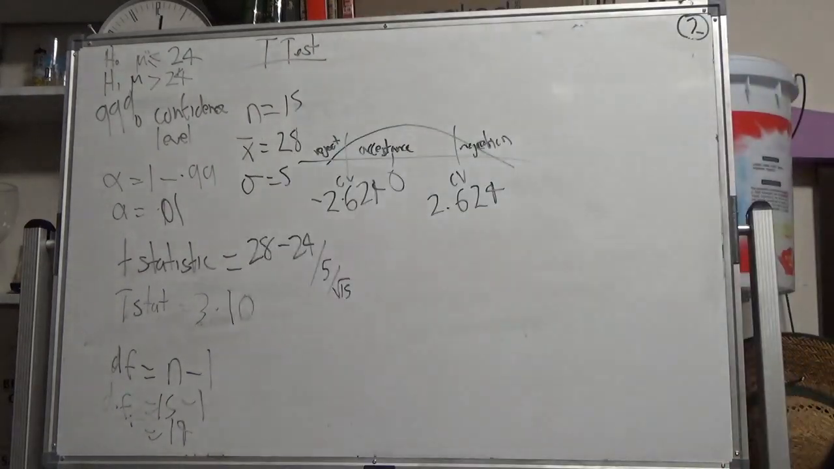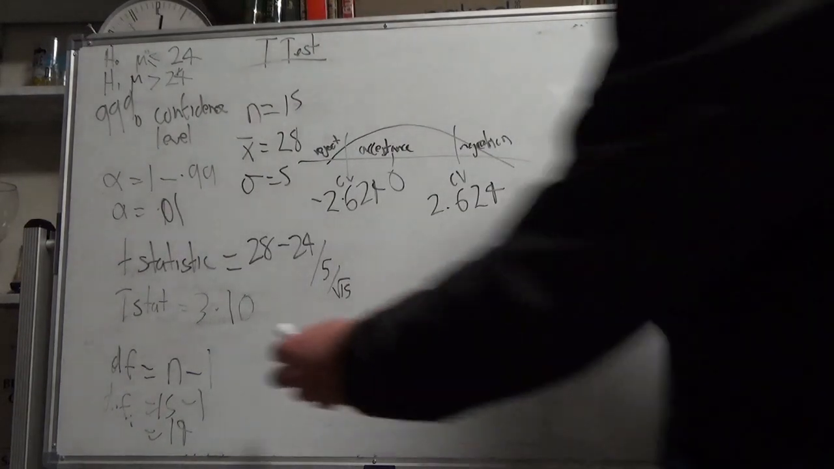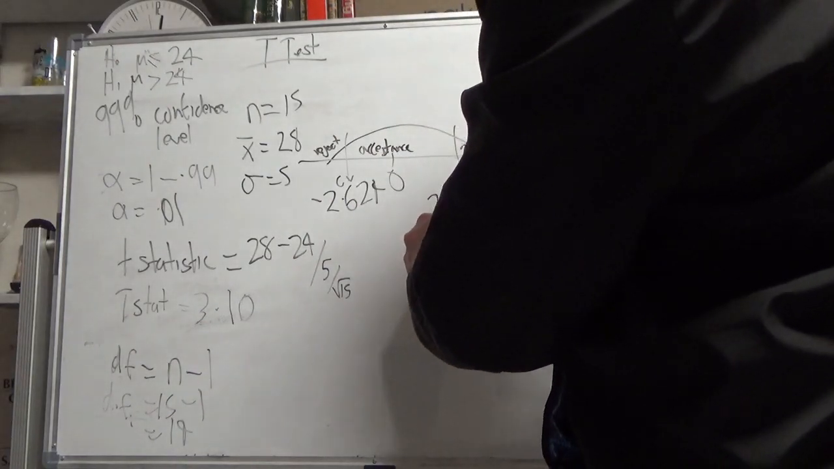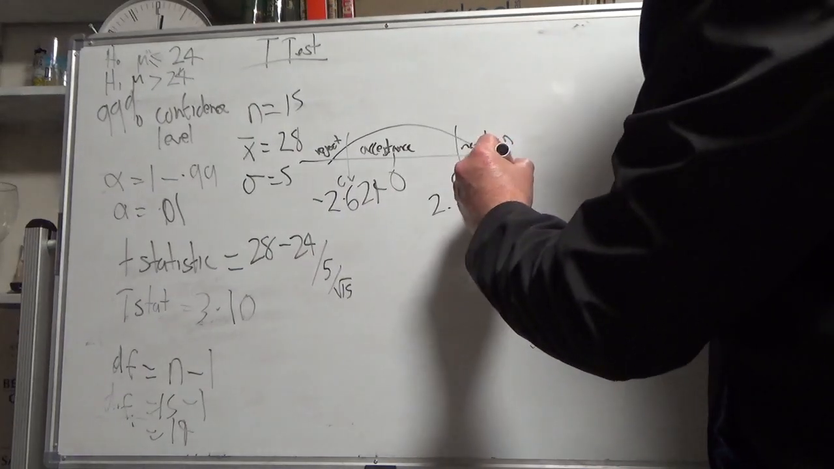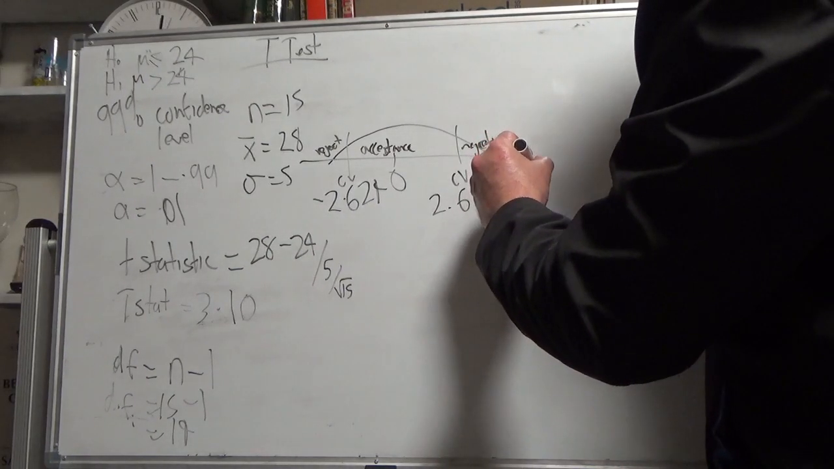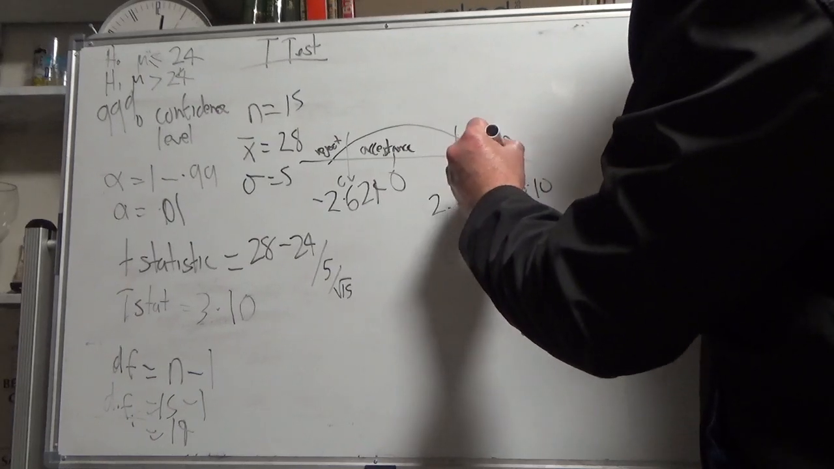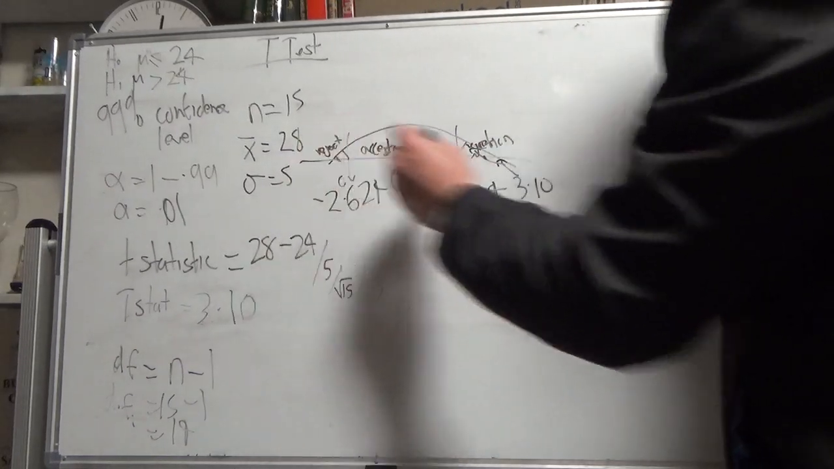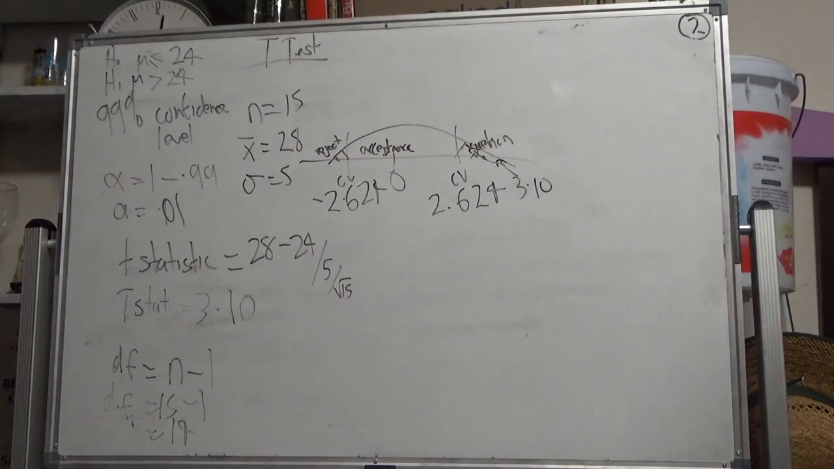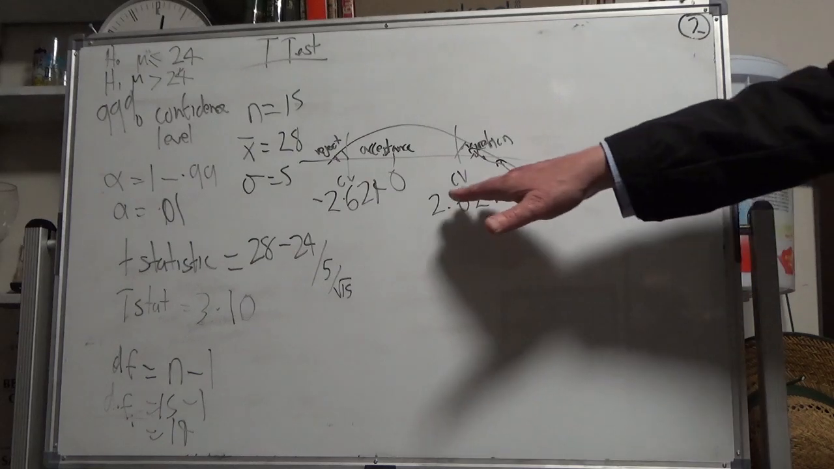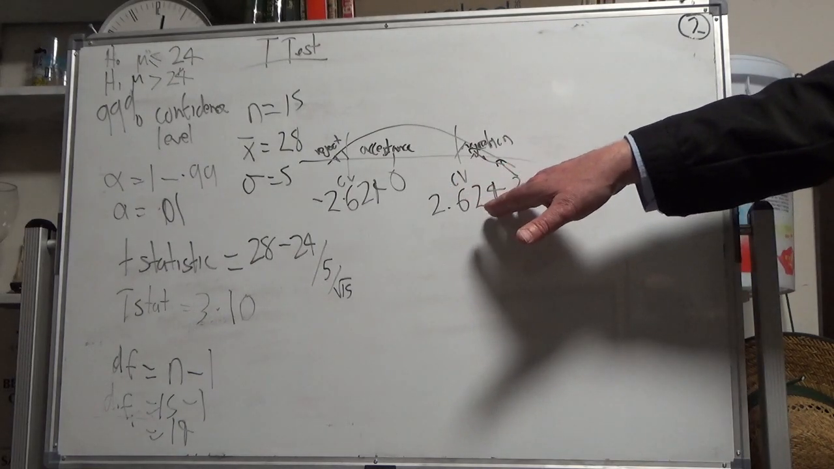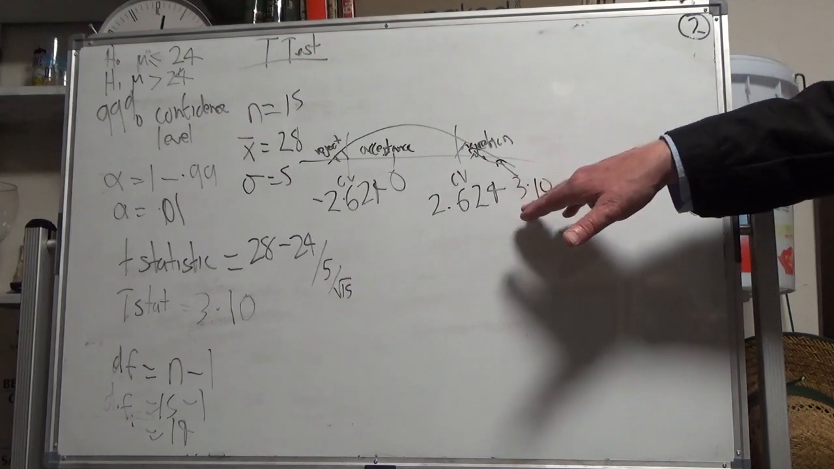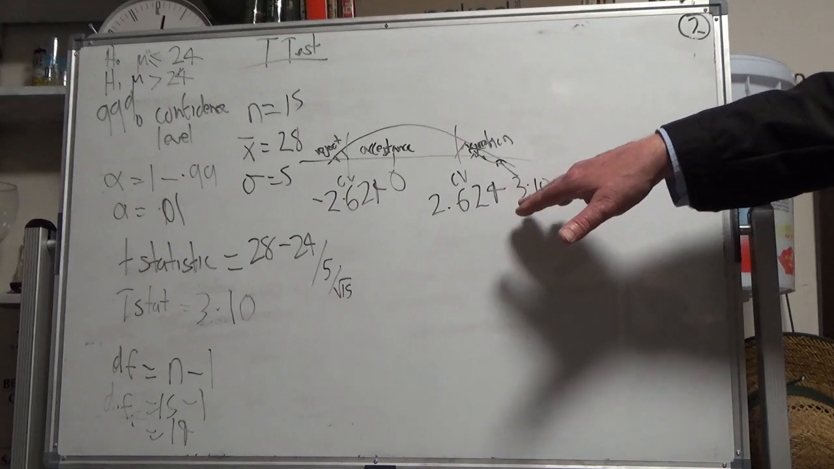So what happened in this survey? 3.1 is greater than that figure. So it falls here in the right tail. Somewhere out here is 3.1, somewhere in that shaded region. So that means we're in the rejection region. The significant data is skewed too much in that upper tail.